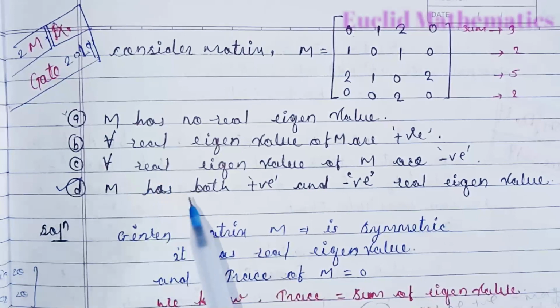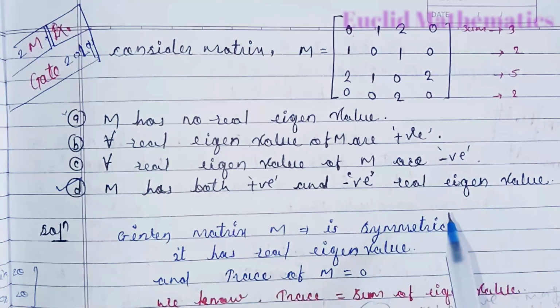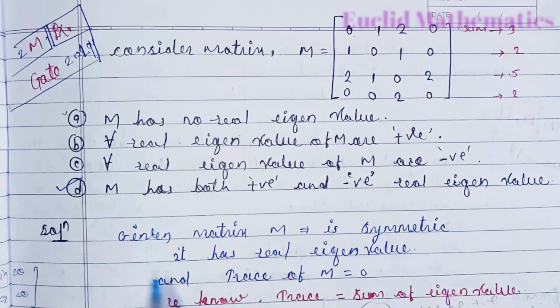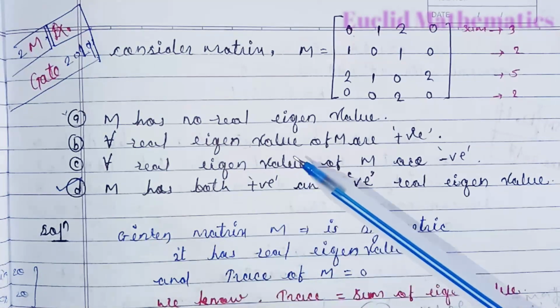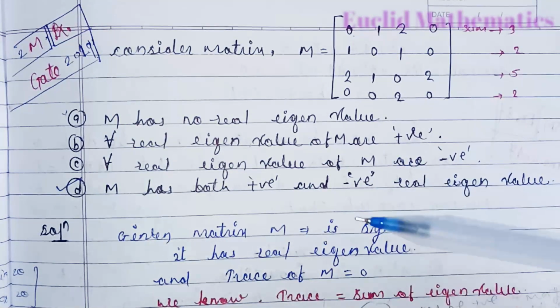But why is D right? Because M has both positive and negative eigenvalues. When the trace is 0, it is only possible when we add positive numbers to negative numbers, so that the sum of eigenvalues, or trace, is 0. So M has both positive and negative eigenvalues. It is the only possible answer. It's a very easy question, and the answer is also quite easy, we can answer it just orally. We don't have to waste more time on this.